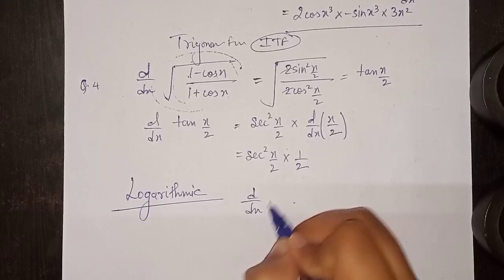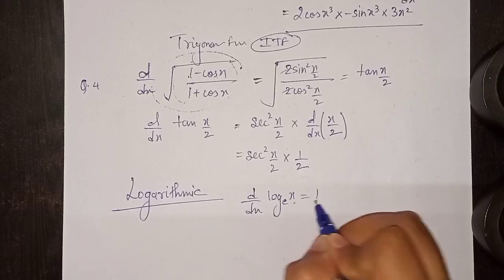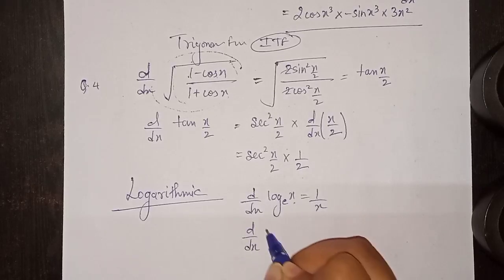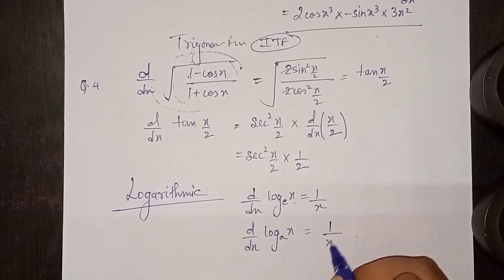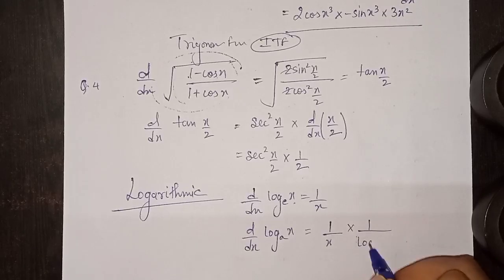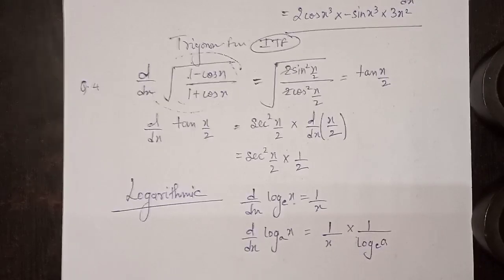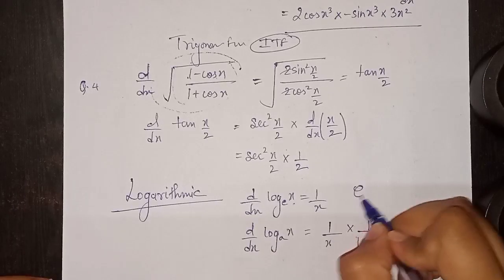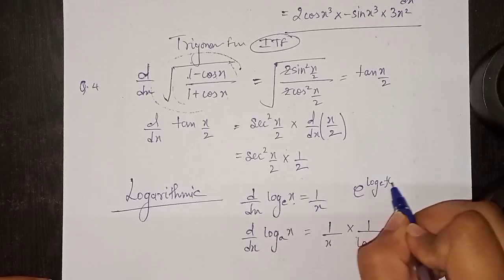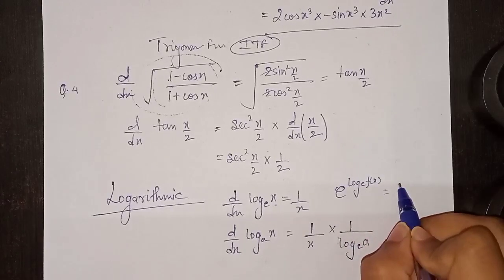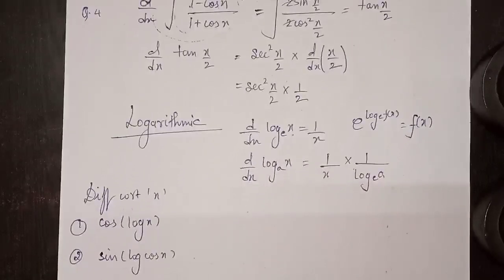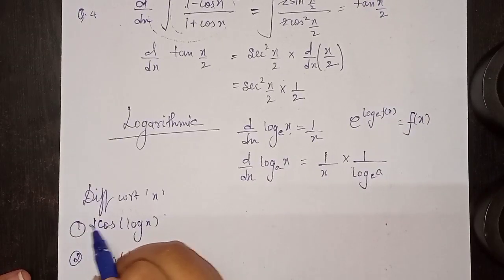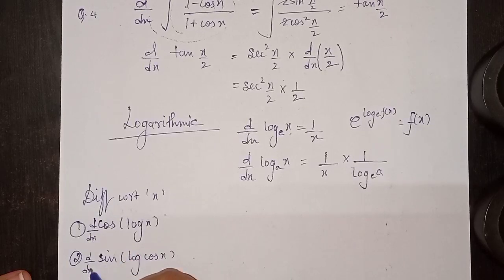d by dx of log x base e is equal to 1 by x. d by dx of log x base a. For this, the differentiation is different. This will be 1 by x into 1 by log a base e. And yes, there is a formula, e to the power log f(x). This will directly result equal to f(x).